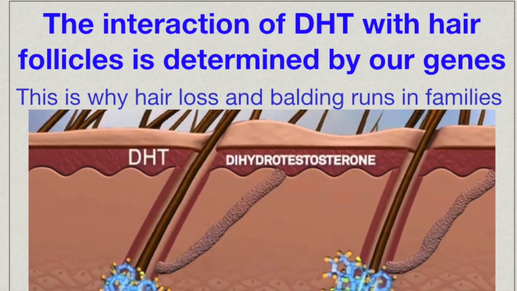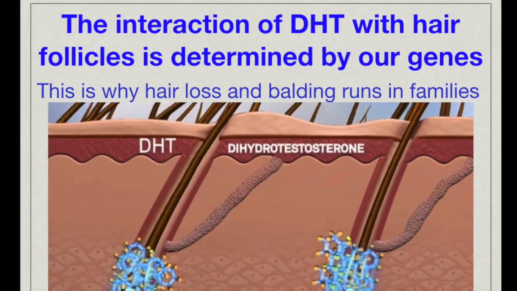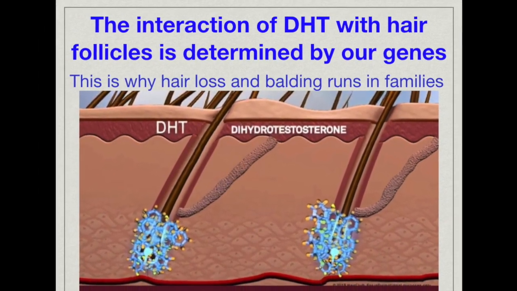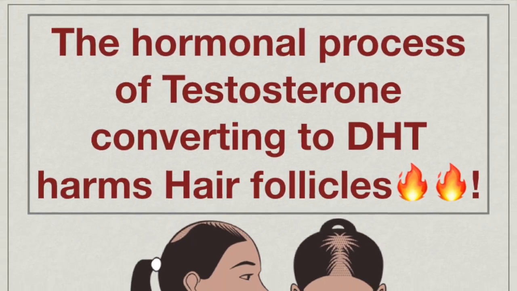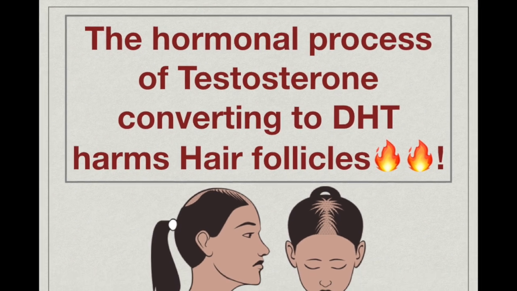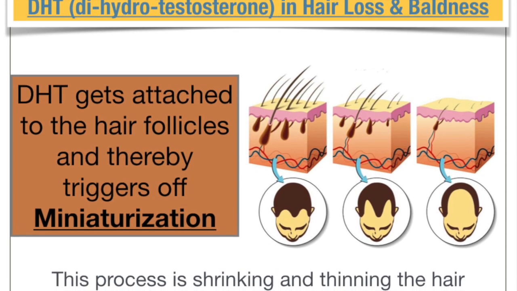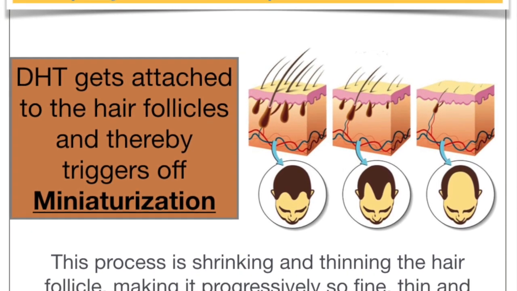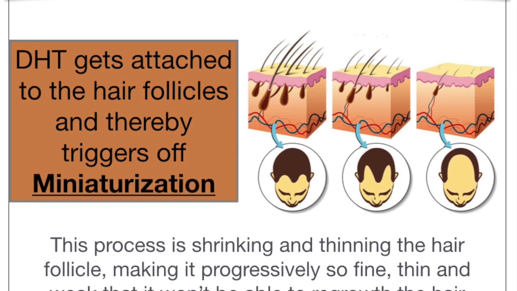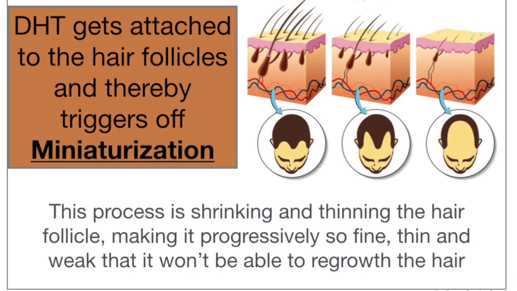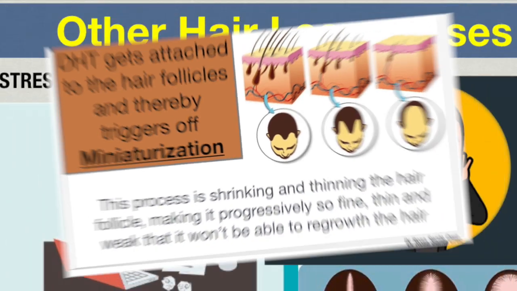The interaction of DHT with hair follicles is determined by our genes. This is why hair loss and balding run in families. The hormonal process of testosterone converting to DHT harms hair follicles. DHT gets attached to the hair follicles and thereby triggers miniaturization. This process shrinks and thins the hair follicle, making it progressively so fine and weak that it won't be able to regrow the hair.